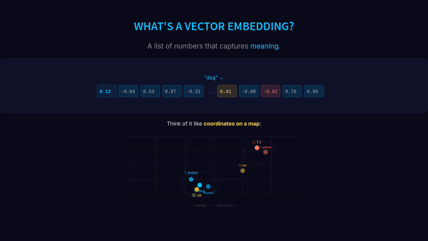If you plot the embeddings of words on this map, you'll see dog and puppy and hound all clustered together in one region. Cat is nearby too because they're all animals. But TV and phone? Those are way over on the other side of the map, in a completely different neighborhood, electronics. So an embedding is just a list of numbers that acts like a coordinate. Similar things, similar numbers, close together on the map.